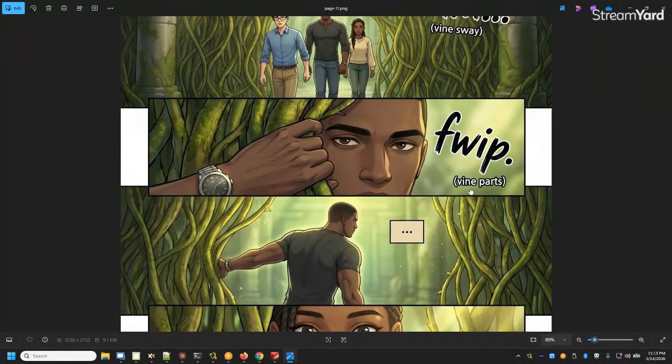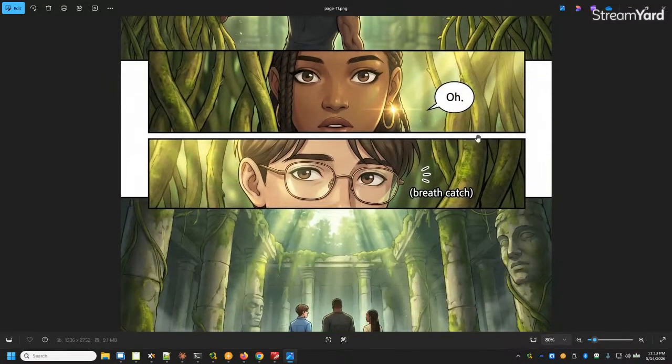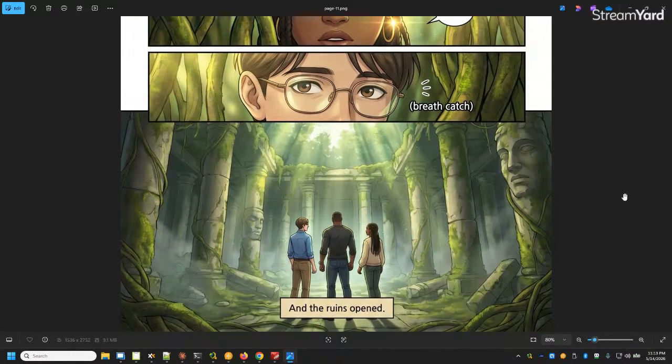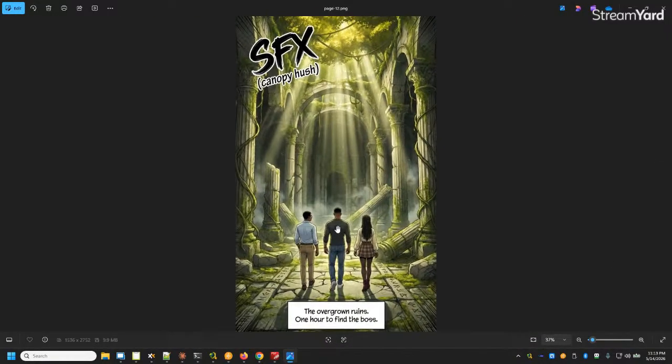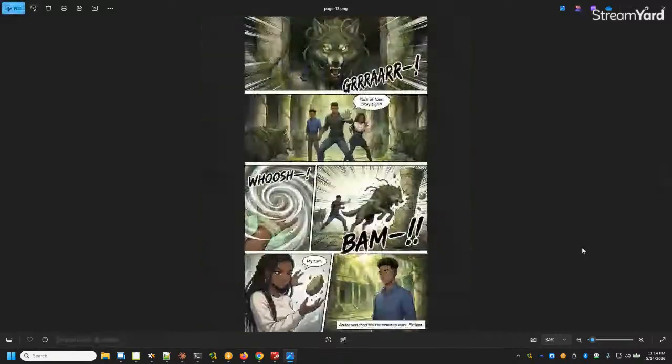All right. I love the close-up art though, and again the lens flares and the ruins open. It trips me out when they just change the race of the character. I have noticed a pattern where he goes a different race and then comes back black, but he has a little fro, and then a curly fro, and then now he has his regular hair again. The overgrown ruins, 1 hour to find the boss.